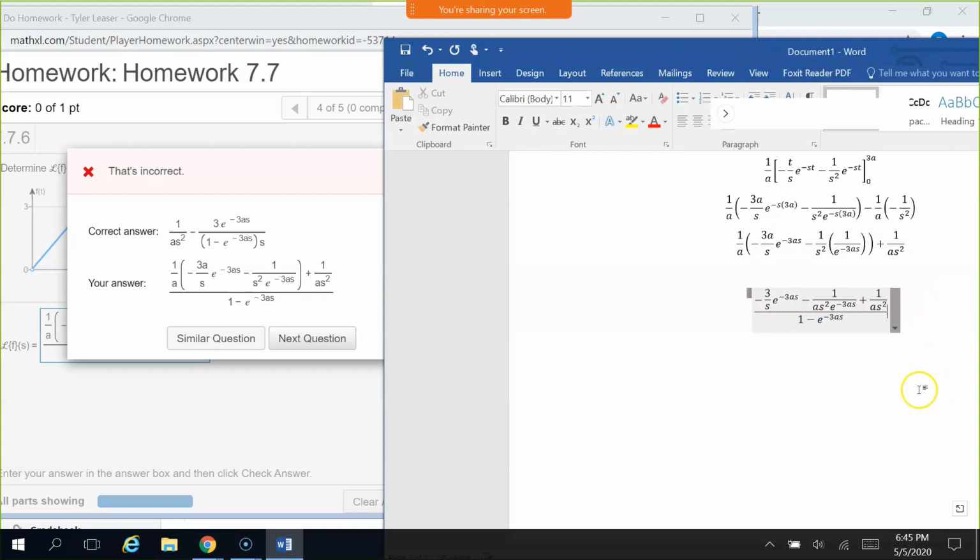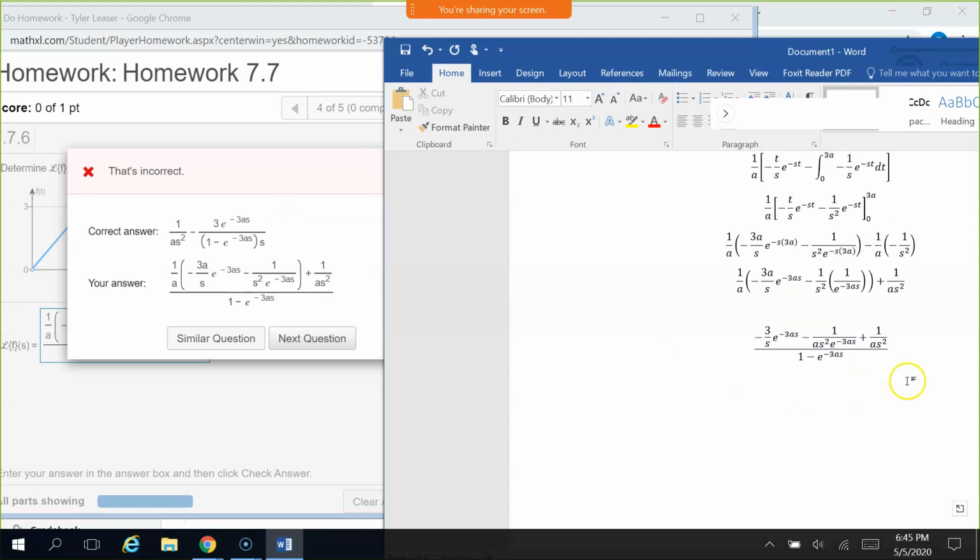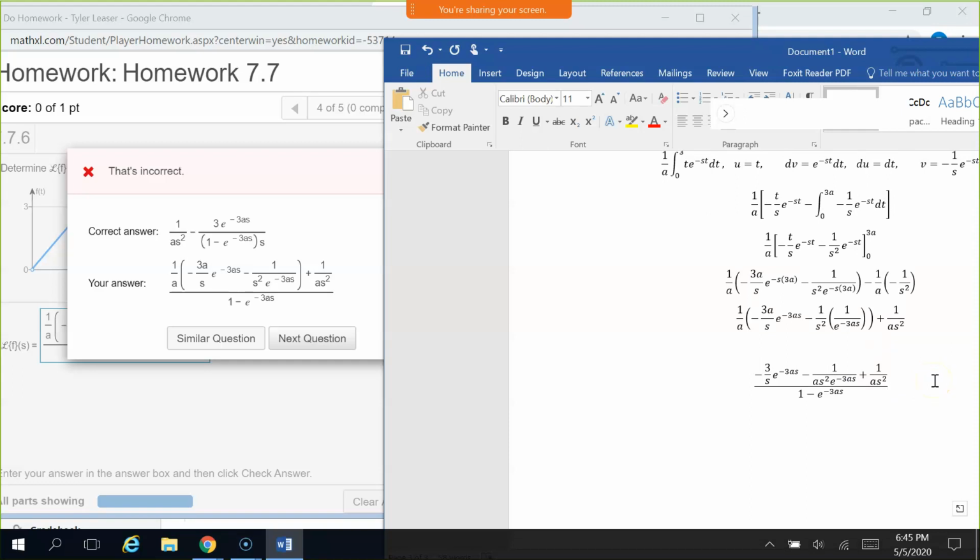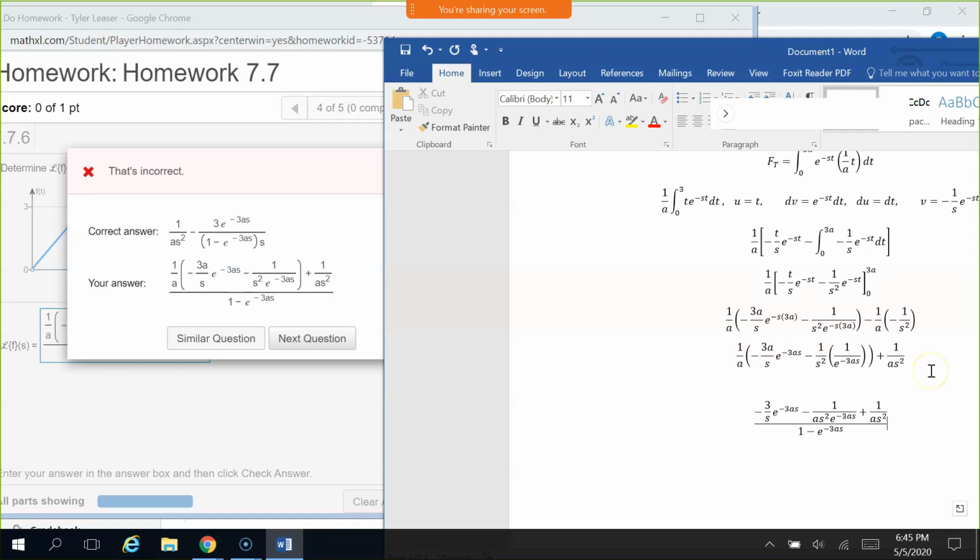Okay, so to get from here to what they got, it looks like they break it up as much as they can. So to do that, trying to think of the best way to do it. Somehow I got it in the denominator. It's not supposed to be there. There's the mistake right there.